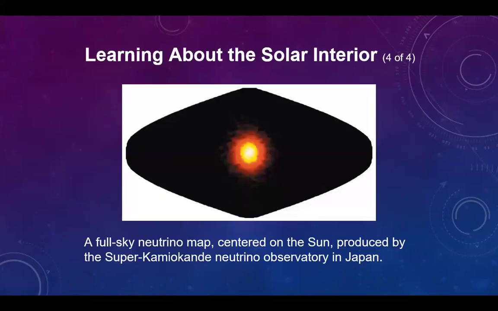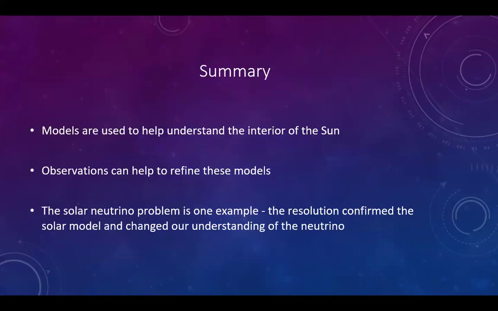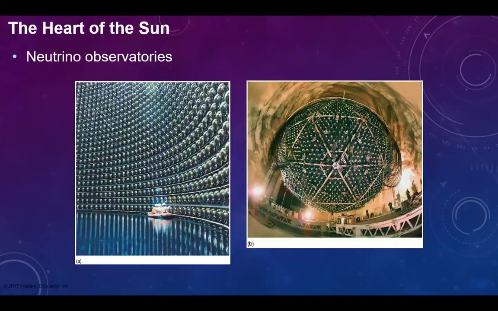So, learning about the sun's solar interior, this is a full sky neutrino map, centered on the sun. And this is produced by the Super Kamiokande Neutrino Observatory in Japan, which is this one.